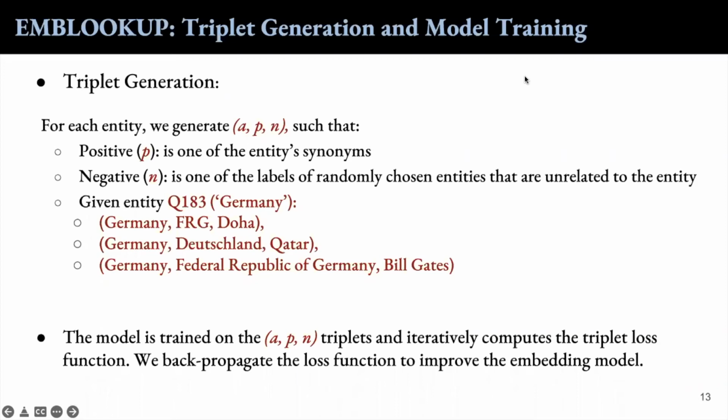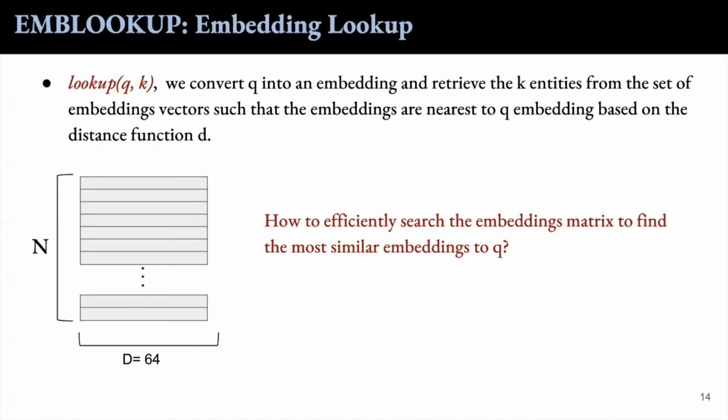During the training, the model is updated based on the minimum of the triplet loss and backpropagates that to improve the embedding models. Once the embedding model is learned, we generate an embedding for each entity. We produce a matrix where each row corresponds to an entity embedding of a 64-dimensional vector. We need to use this matrix for similarity search. For instance, given a lookup query Q, we want the lookup function to retrieve the set of k entities from the matrix whose embeddings are nearest to Q. The question here is, how can we efficiently search the embedding matrix to find the most similar embeddings to Q?